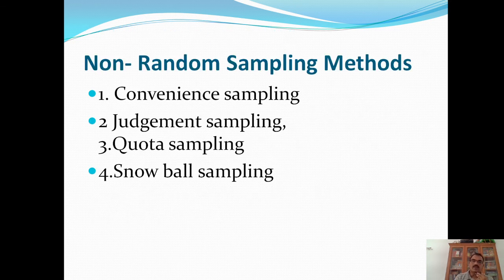Now we are going to discuss non-random sampling methods. First one is convenience sampling. Second one is judgment sampling. Third one, quota sampling. And fourth one is snowball sampling. We are going to discuss them one by one in detail.